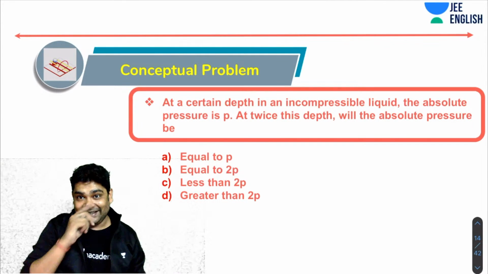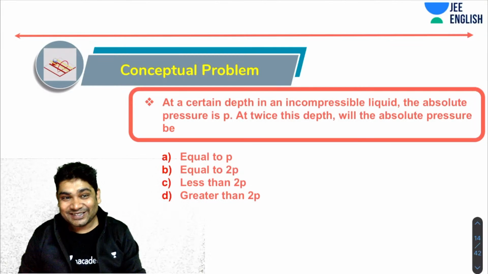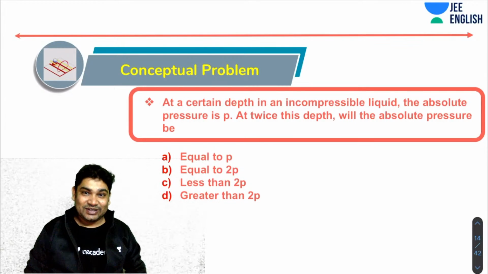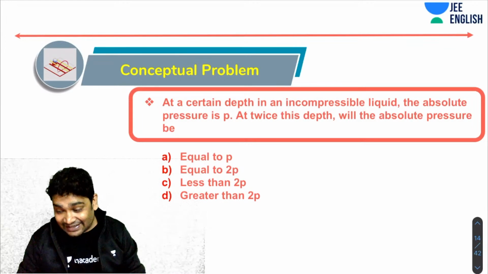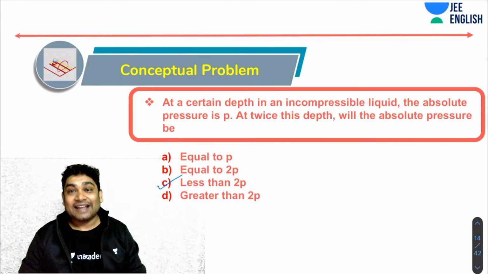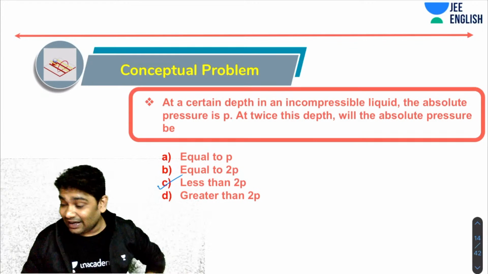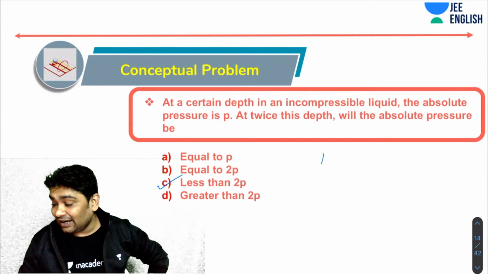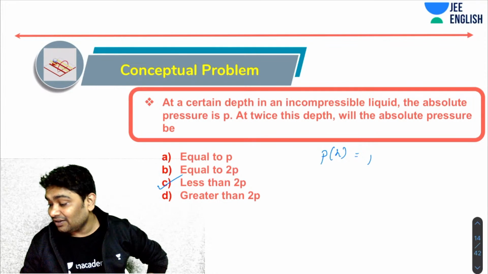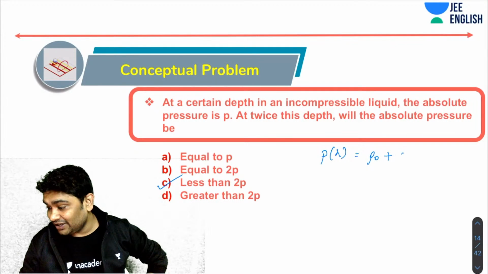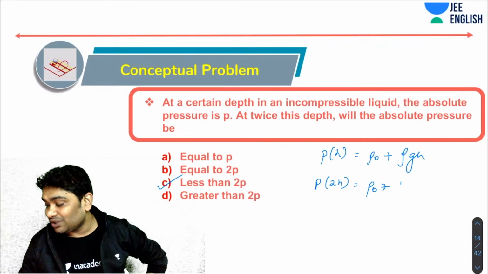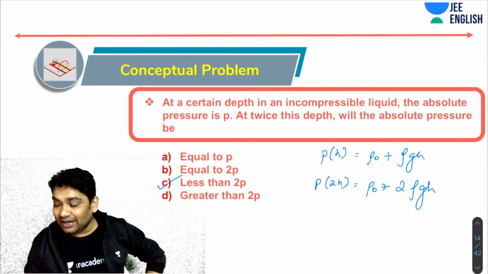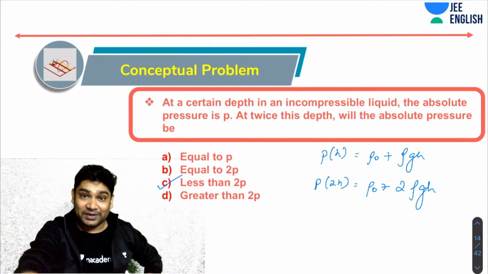Okay, Suraj says C. Yes, turns out Suraj is absolutely right. Well done, Suraj. C is the correct answer, because at a height h, the pressure would be P naught plus rho gh. Now pressure at height 2h would have been P naught plus 2 rho gh, right? Which is essentially less than 2 times P.